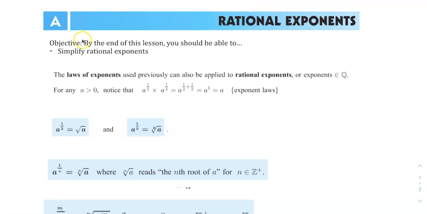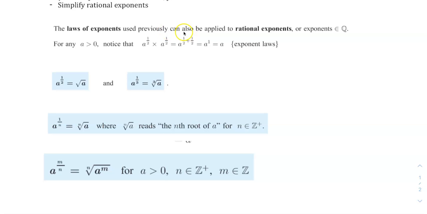Rational exponents. Objective: in this lesson, you should be able to simplify rational exponents. The laws of exponents we used previously can be applied to rational exponents. Mainly, when you multiply two things with the same base, you add the exponents. So a to the 1/2 times a to the 1/2 will get you a to the 1/2 plus 1/2, which is a to the first.